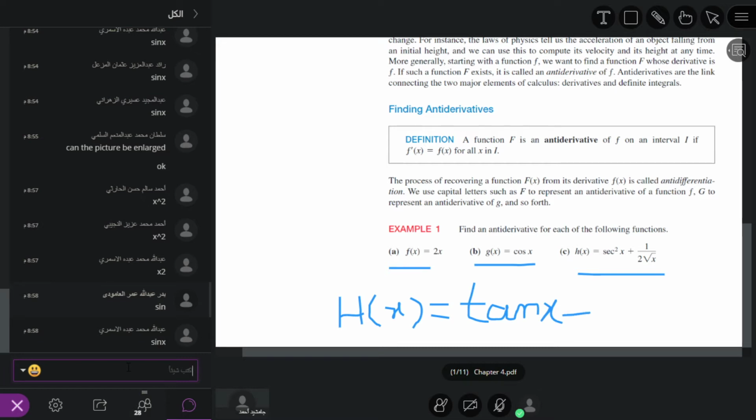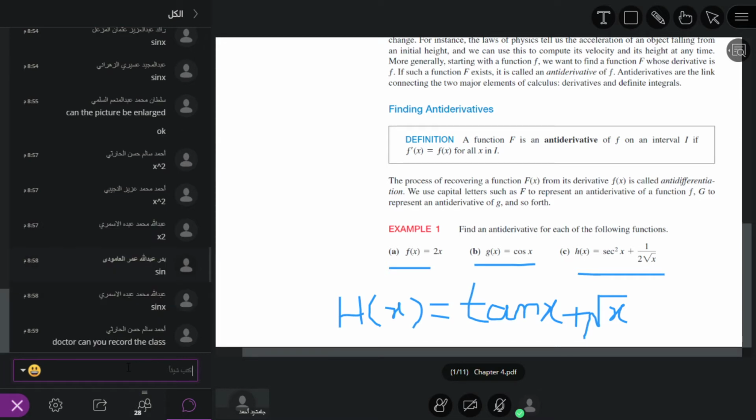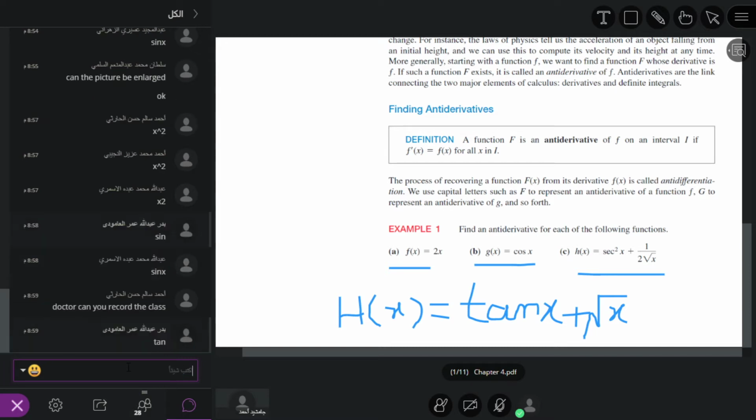Plus the square root of x. What is the value of the square root? Can anyone tell me? What is the value of the square root?